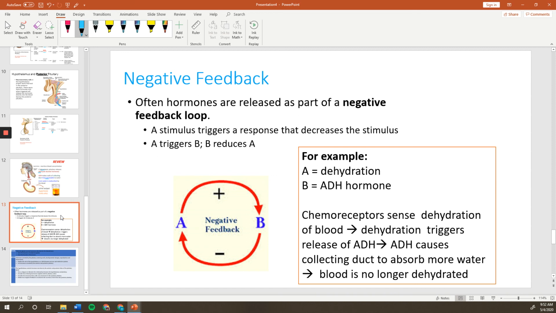A lot of these are examples of negative feedback. You want to watch out for that. That's something you'll be tested on for sure. In this simple diagram, A is a stimulus that causes B, and then B reduces whatever that stimulus is. If we're talking about ADH, A would be dehydration. When we're dehydrated, that causes ADH to be made, and then ADH in turn reduces our dehydration, which is why there's this minus. That would be a negative feedback loop.